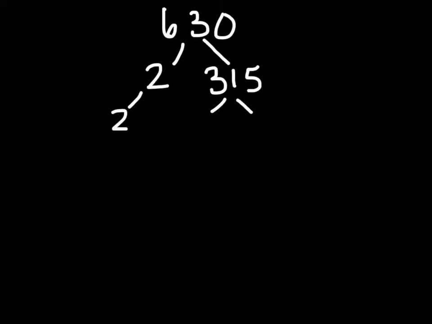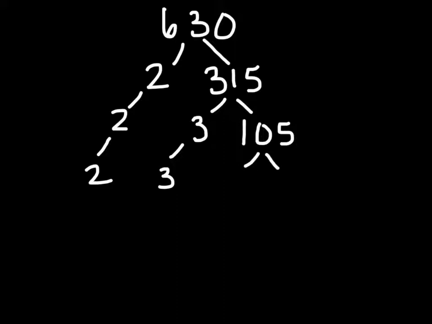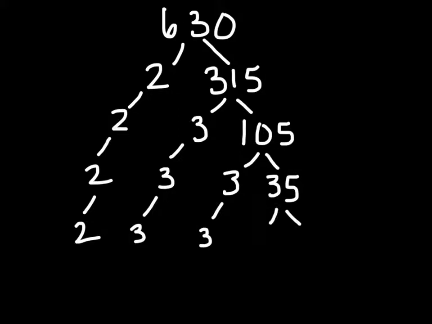315 is not divisible by 2, so let's try 3. It is divisible by 3, 105. Okay? Remember, we just carry these along so we don't forget about them. 105 divided by 3 gives us 35. Once again, carry these primes down so we don't lose them. 35 is divisible by 5 and 7. And there is our prime factorization.